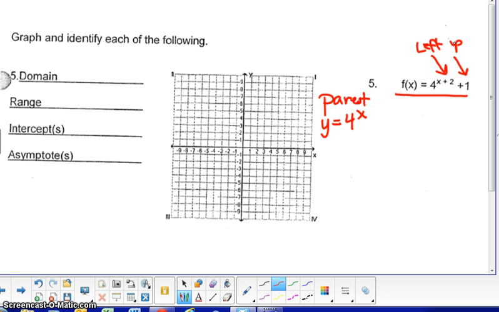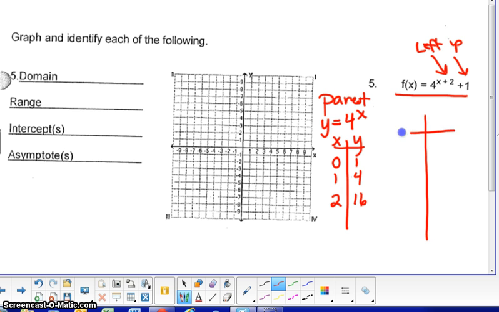So then we'll show with the XY charts. If I did an XY chart and plugged in several values for x, I'm going to use -1, 0, 1, and 2, where anything to the 0 power is 1, 4 to the first power is 4, and then 4 squared is 16.